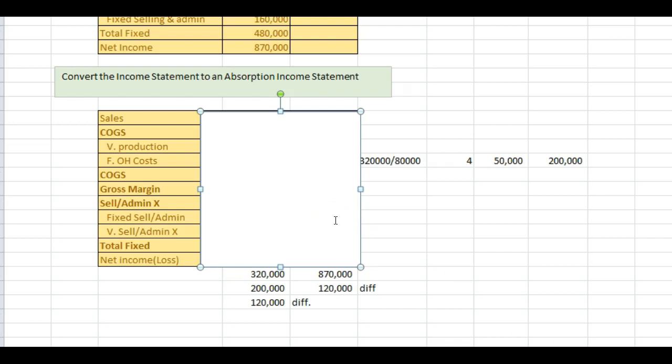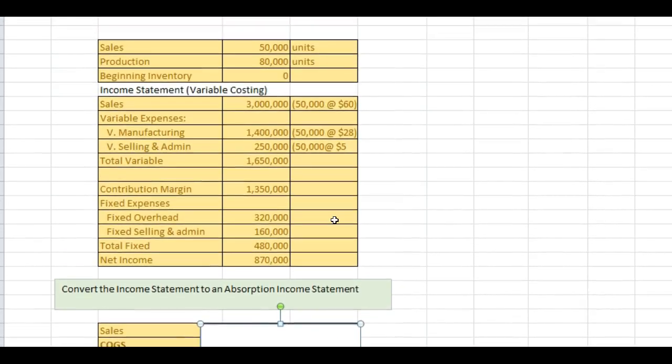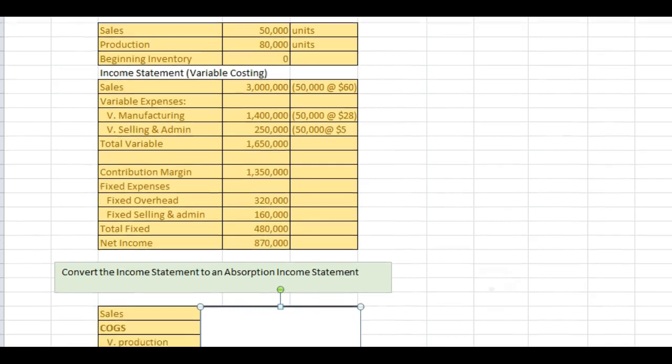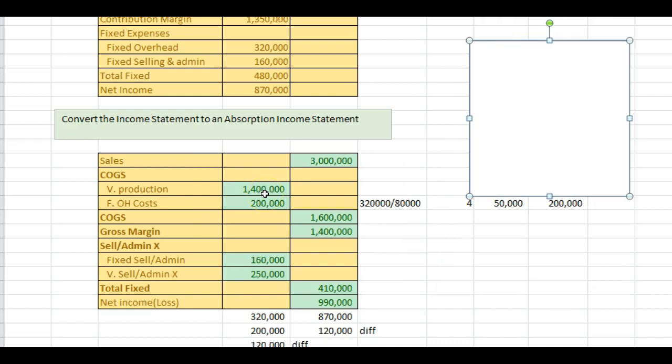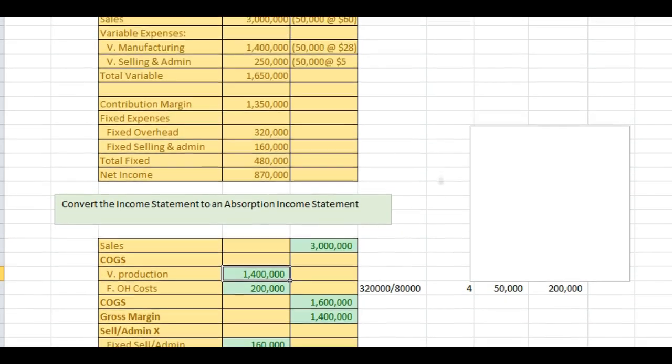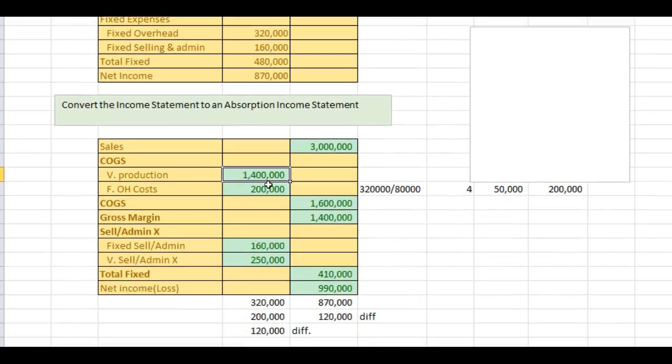And what are we going to do with this? I'm going to take this variable statement and turn it into an absorption statement. And it's really pretty easy to do. I just got to separate things out. So my sales are 300,000. My variable costs are 1.4. I think that was already defined for us.